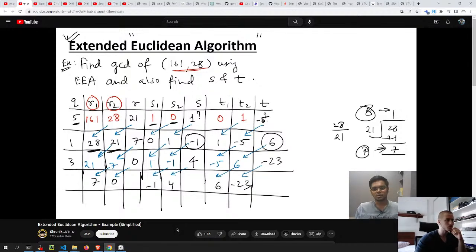What is the problem? Now you cannot divide further. 7 divided by 0 is not possible. If it's not possible, we do not have any quotient or remainder, and hence we cannot find the values of S and T. So this is the last row, and you have got your answer. The value of GCD is here. The value of GCD is 7.